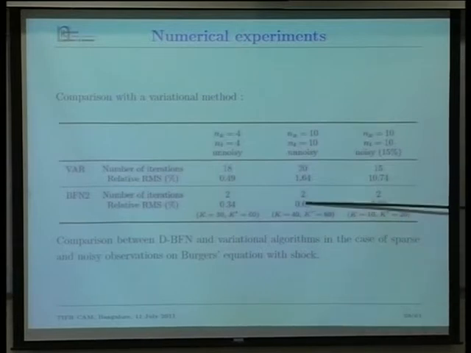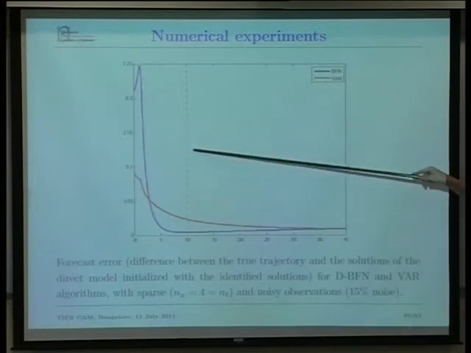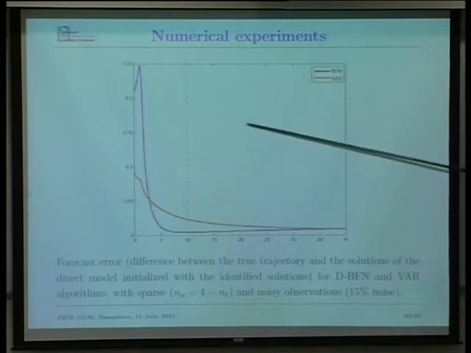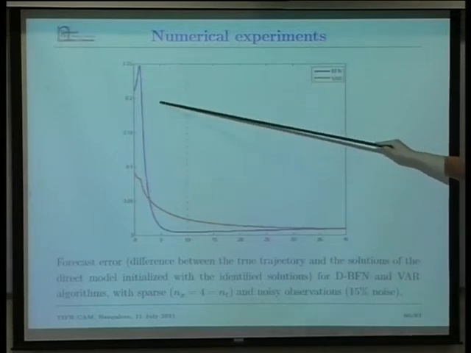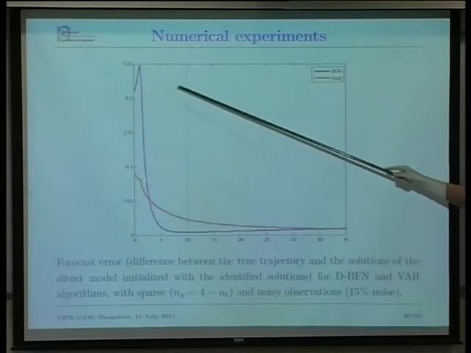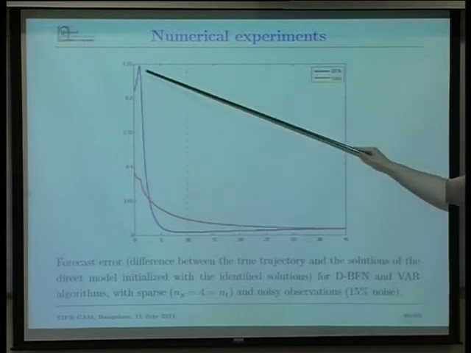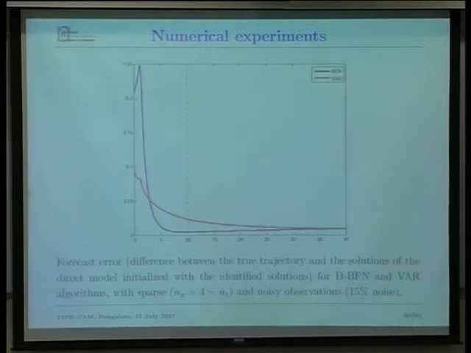And the RMS error is smaller than with the variational algorithm at convergence. So this is of course a very simple case, and here is the forecast. So assimilation window and forecast window. So you have the RMS difference between the BFN and variational identified states and the true state. So you can see that still the initial condition is not very good, but then after some time you have a good forecast. So here it's a small shock that appears at the beginning, and then you have some physical correction of the model.